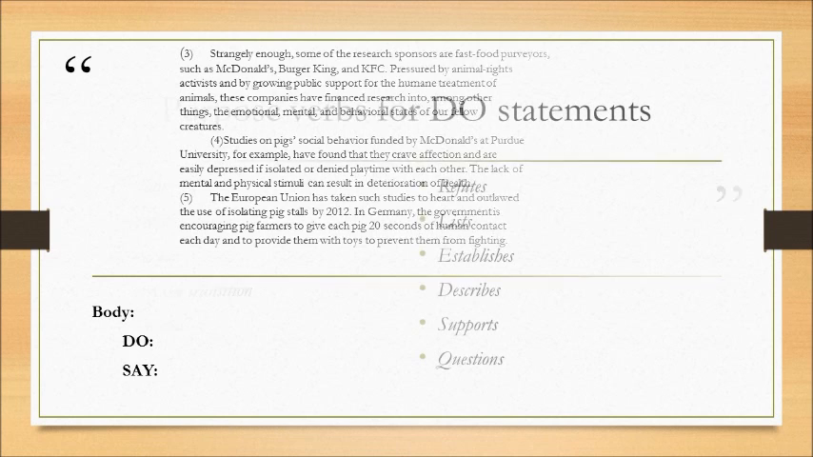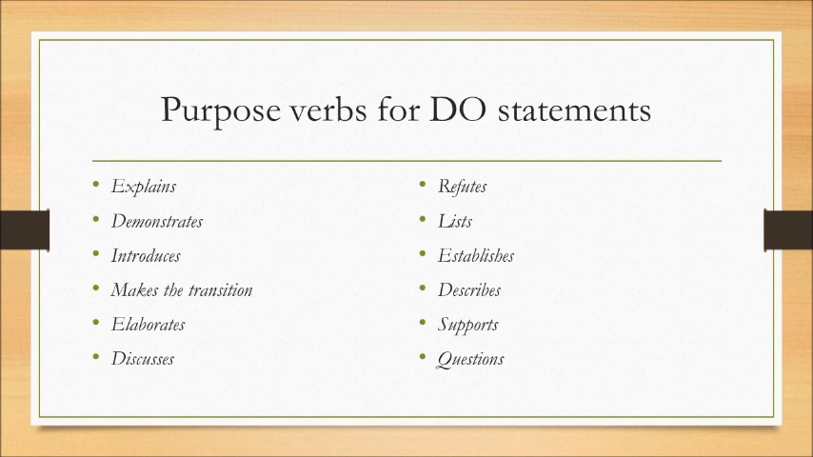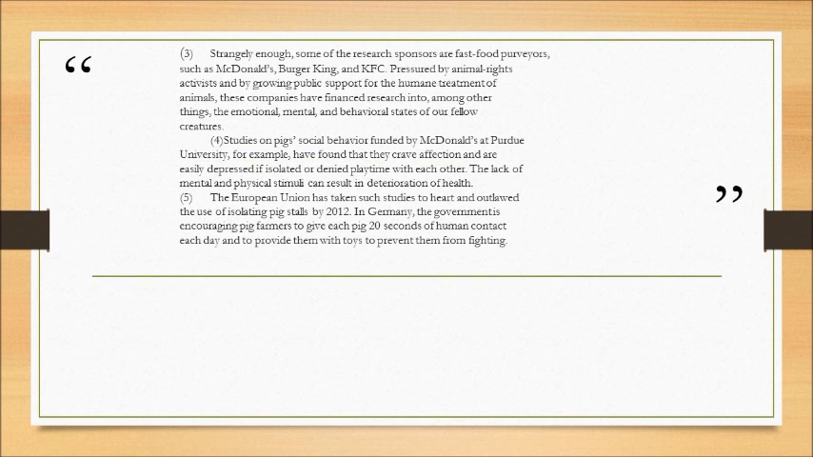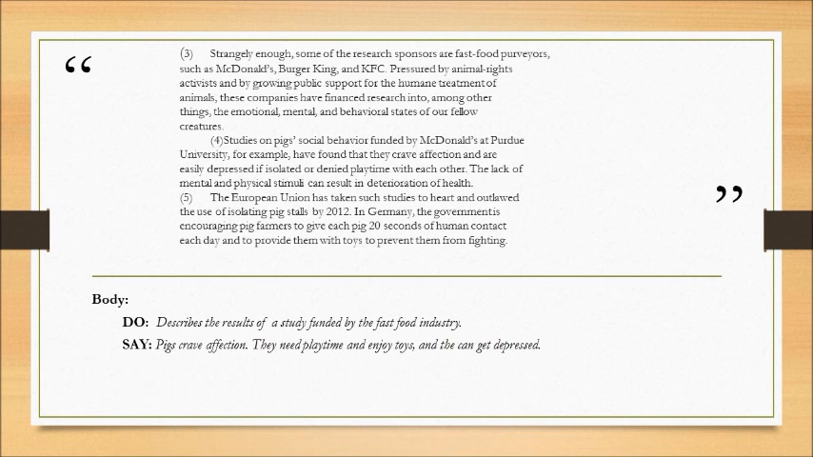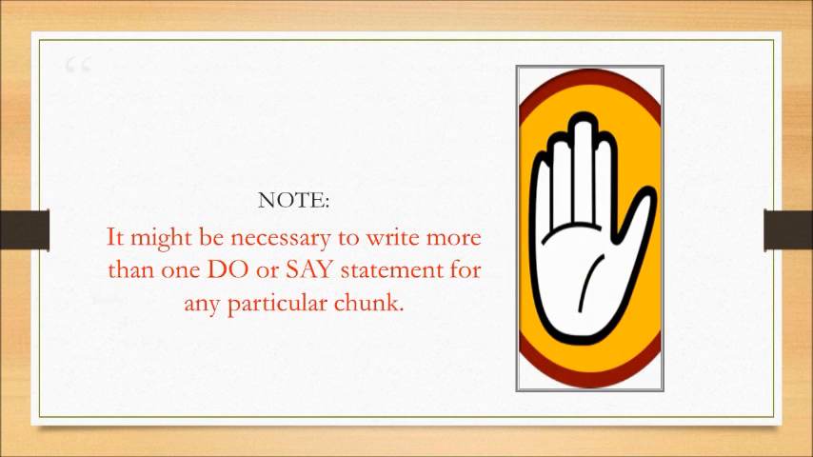So what does this do? Look at your purpose verb list again. How does Rifkin present the evidence? Well, he describes the results of a study funded by the fast food industry. The evidence says, specifically in relation to the claim: pigs crave attention. They need playtime and enjoy toys, and they can get depressed. Some chunks might have more than one do or say statement. Again, you want to focus on the evidence that helps support the claim or addresses the counter-argument.